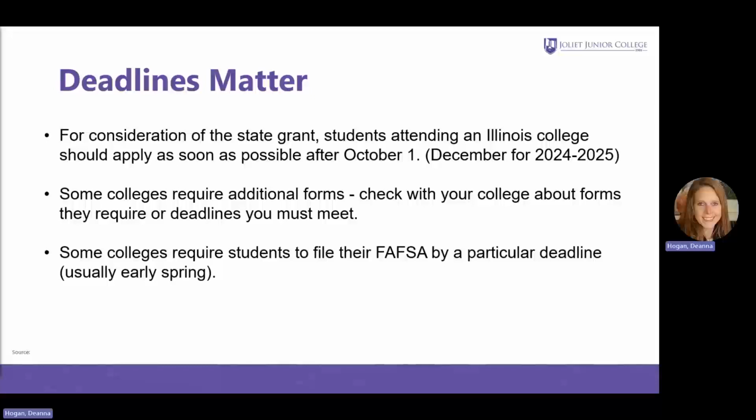And speaking of deadlines, start early and plan ahead so that you can meet all deadlines. State grants do run out as they are first come, first serve, so be sure to submit the FAFSA or alternative application as soon as possible after every October 1st. Some colleges require additional forms or verification documents, so check with your college about what they require and the deadlines that you must meet. And some colleges require students to file their FAFSA by a particular deadline. So again, just be sure to check with your college's financial aid office.